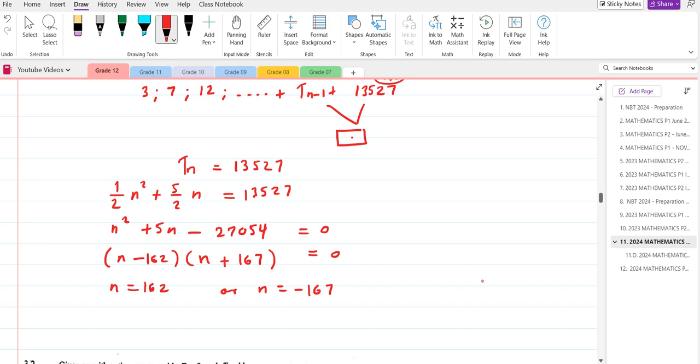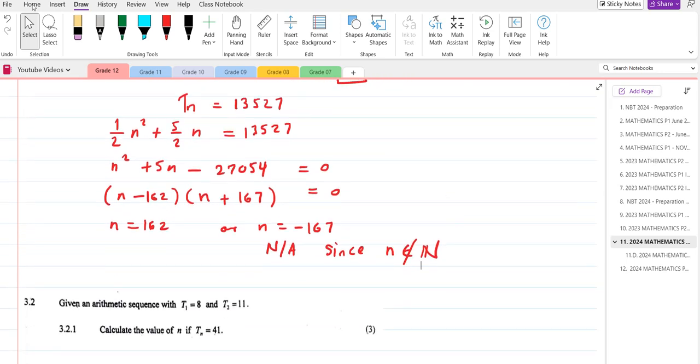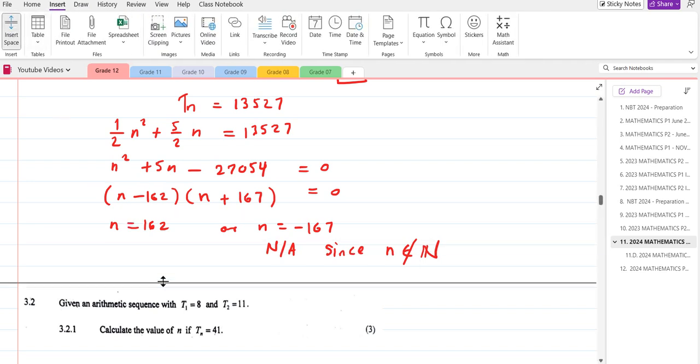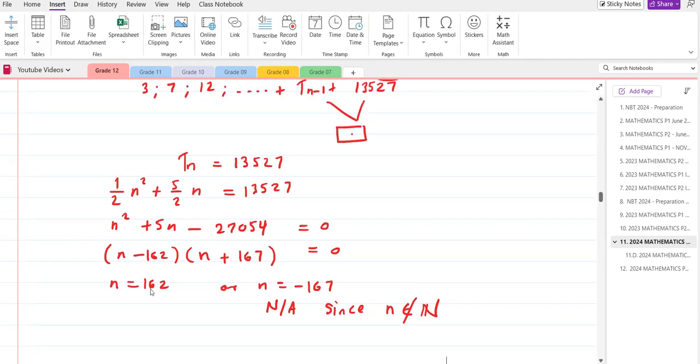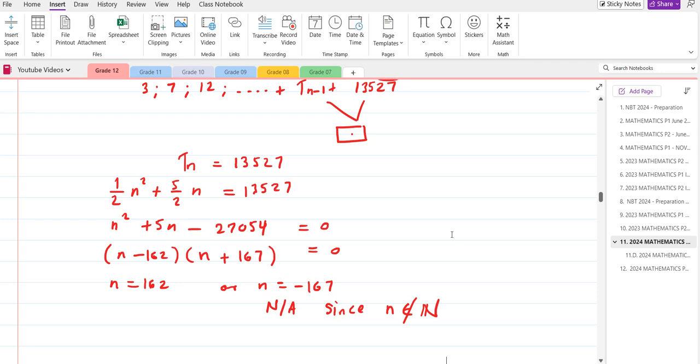Alright, so we've got these answers. Obviously negative 167 is not applicable since n is not an element of natural numbers. Remember, the values of n in a number pattern can only be discrete, like 1, 2, 3, 4, 5, 6. Now n is equal to 162. If you substitute 162 in this n formula, we can get 13,527. So work out what is T161.